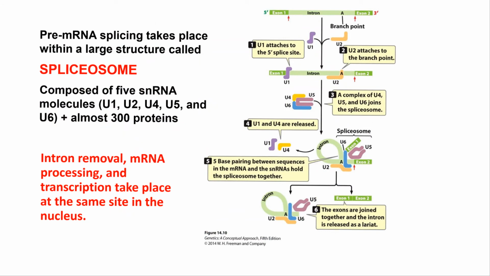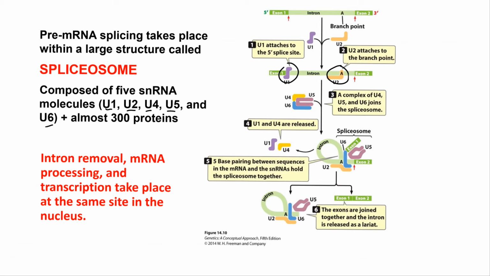As we discussed before, splicing of pre-mRNA takes place within a large, complex structure called the spliceosome. The spliceosome is composed of 5 small nuclear RNAs, U1, U2, U4, U5, and U6. U3 is missing. And almost 300 proteins. What happens first is that U1 and U2 recognize consensus sequences in pre-mRNA. U1 recognizes the 5' splice site and U2 recognizes the branch point.